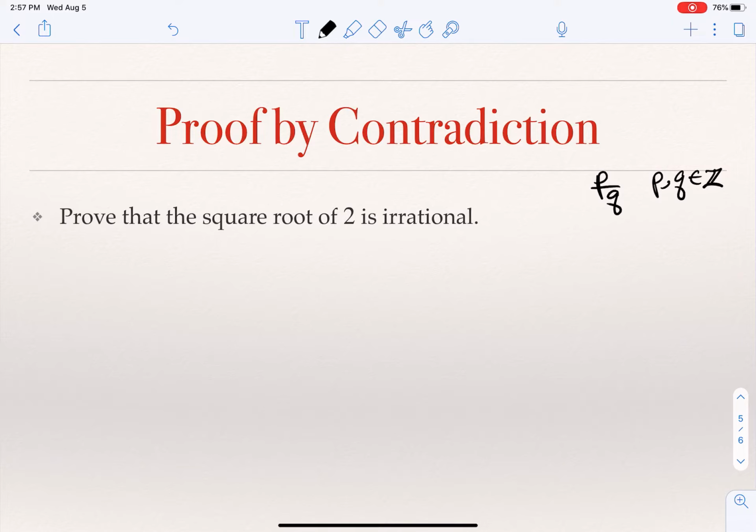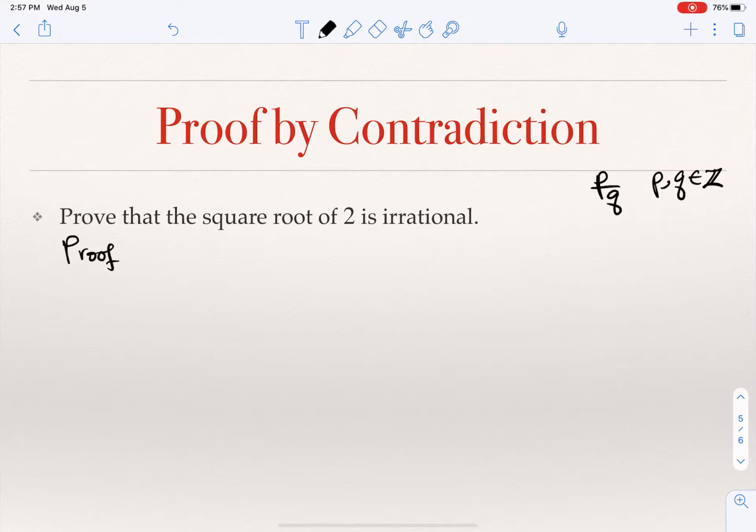Now, what we are saying here is that the square root of 2 is not rational. What we are saying is that you cannot find two integers such that if you divide one by the other, you will get the square root of 2. So how do we prove this by contradiction?